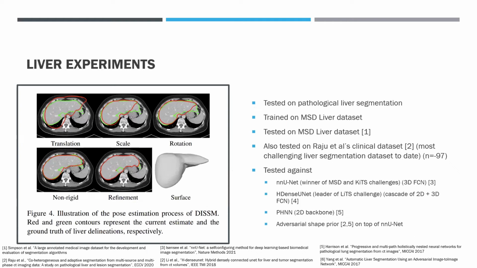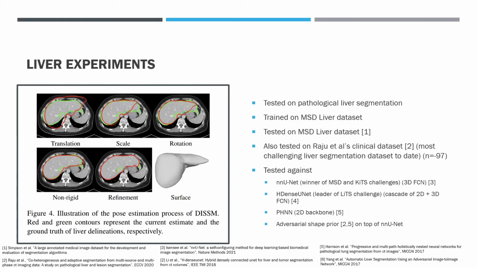Our main way that we validated this approach, at least in the publication, was via liver experiments, more specifically pathological liver segmentation. We trained our approach on the MSD liver data set, and we also tested on the MSD liver data set. But then we also have an external testing data set, which we did not train on. This is a clinical data set, and I would argue it's the most challenging liver segmentation data set to date, because it incorporates lesion types not seen in the MSD liver challenge. It's got treated lesions, it's got comorbidities that aren't seen. It's basically directly extracted from a hospital with minimal curation. So it represents all the challenges that you would find in a real clinical data set.